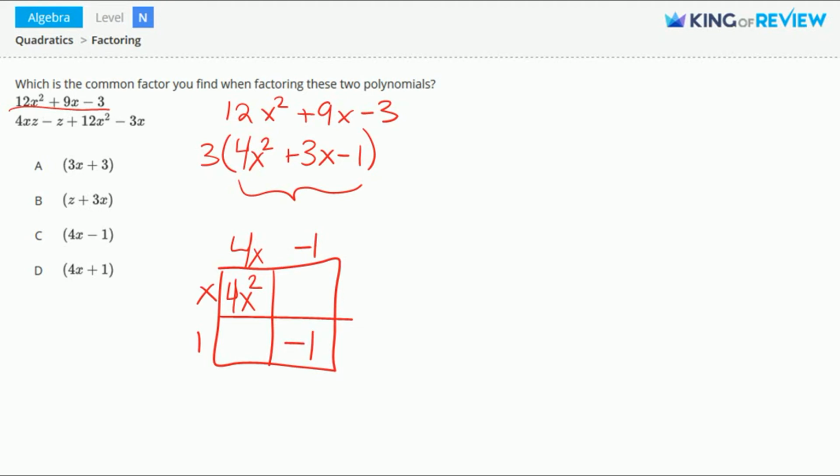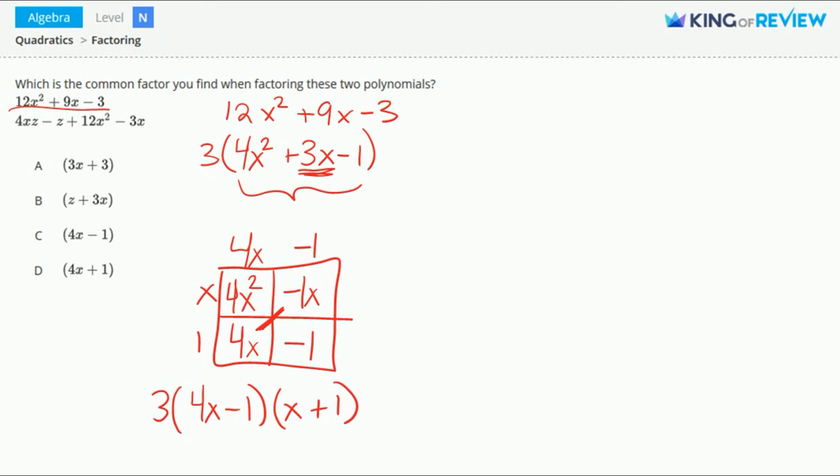Now let's fill out the rest of our box. 1 times 4x is 4x, and x times negative 1 is negative 1x. If you add these two boxes together, 4x plus a negative 1x, you get 3x. So we've factored this first polynomial as 3 times (4x minus 1) times (x plus 1).